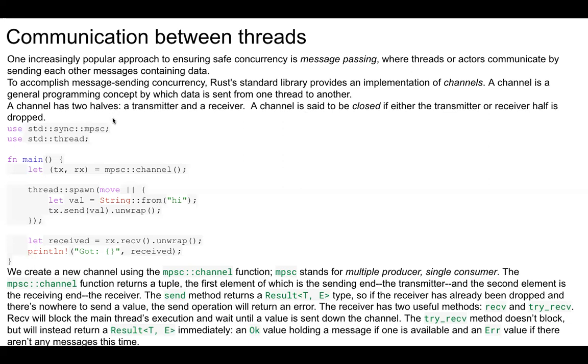The channel has two parts: a transmitter, somebody who's sending, and a receiver, who's receiving the message. There could be multiple transmitters also. A channel is closed if either the transmitter or the receiver is dropped for some reason, such as a network issue or some other issue.